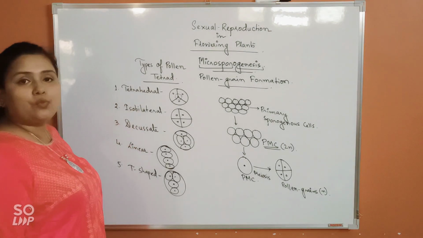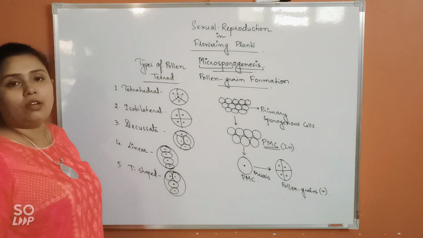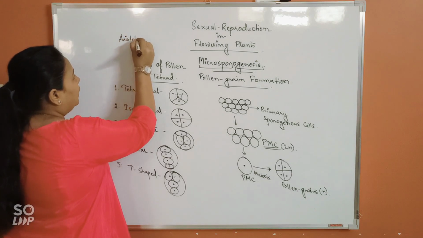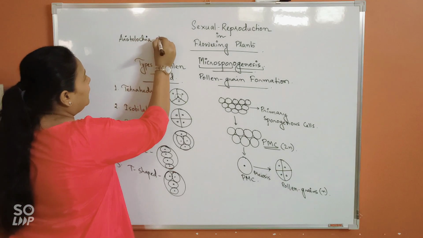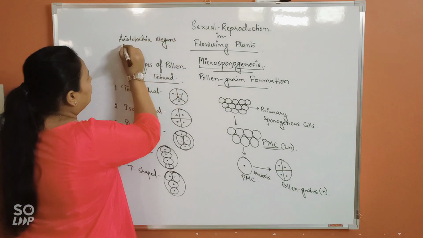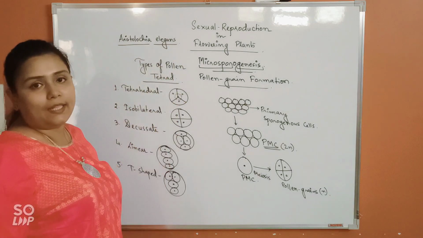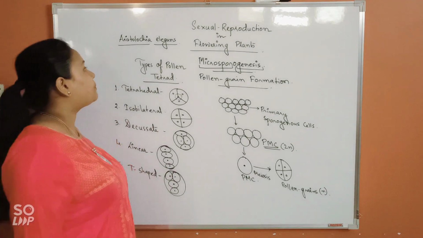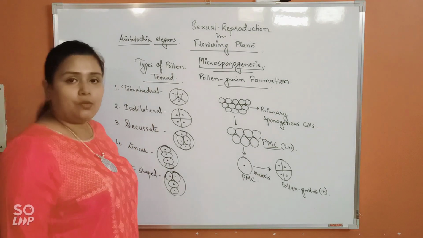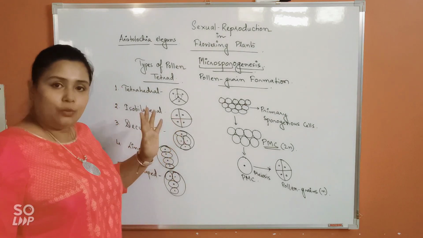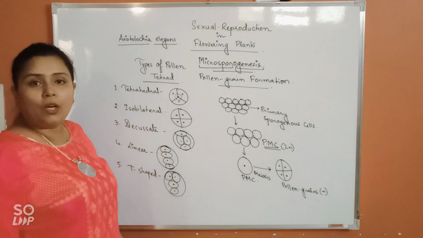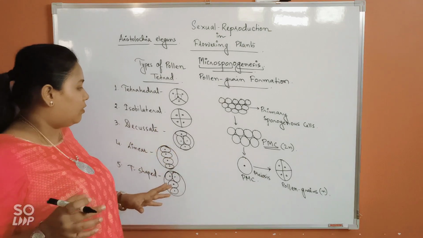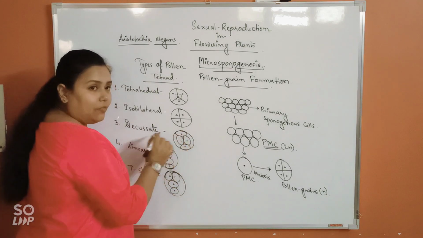Alright. Now, there is one species in which all the 5 types of pollen tetrads have been observed, that is Aristolochia elegans. Aristolochia elegans is the one in which all the 5 types of pollen tetrads have been observed. Alright. Now, mostly the pollen grains will be separated from one another, and only once they are separated from the pollen tetrad can we call them individual pollen grains.